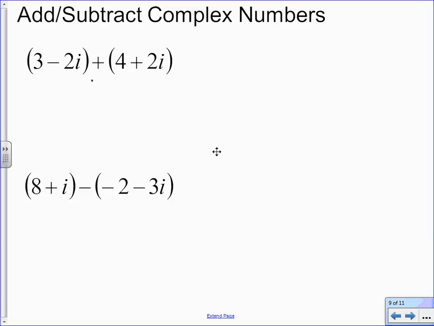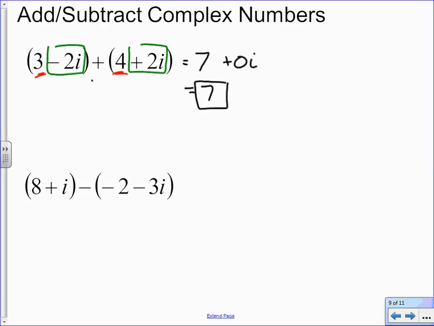So the real parts, 3 and 4, can combine to make 7. And then the imaginary parts, a negative 2i and a positive 2i, add to make 0i. So you could write it as 7 plus 0i, but most of us would probably just write it as 7. So interestingly, you can take two imaginary numbers, add them together, and get a real number if the imaginary parts cancel out.